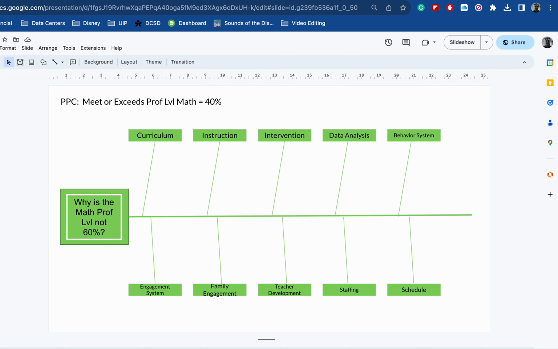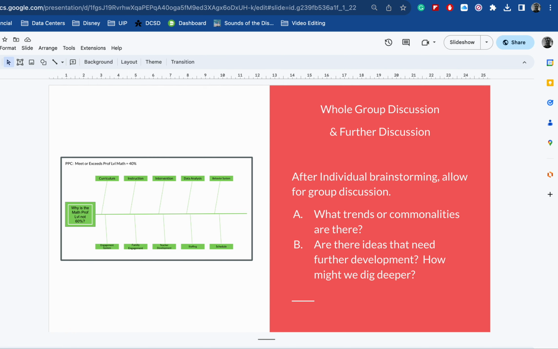This first part is individual. It's not talking through it. It's just getting as many ideas as you can. We call that brainstorming. The idea is that at the end of this, you're going to have a lot of root causes underneath each one of these branches. And once you feel like, okay, we've brainstormed long enough, then you move on to the next stage.